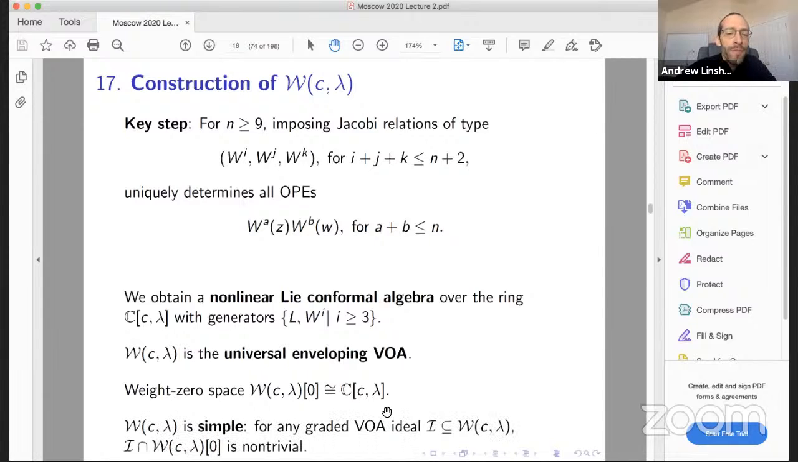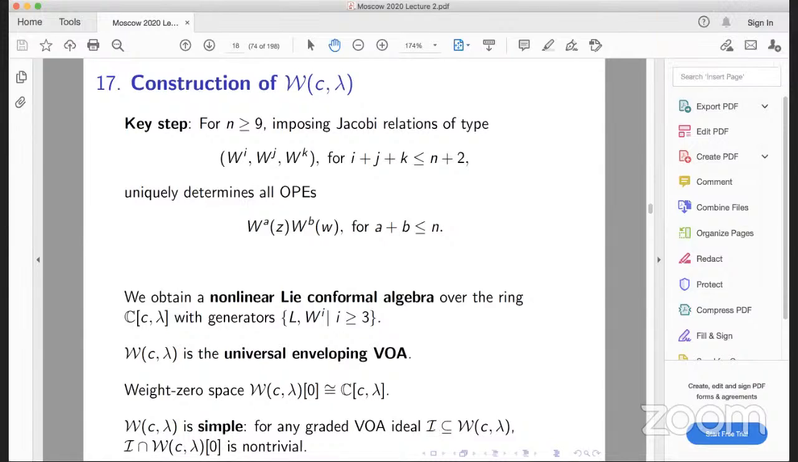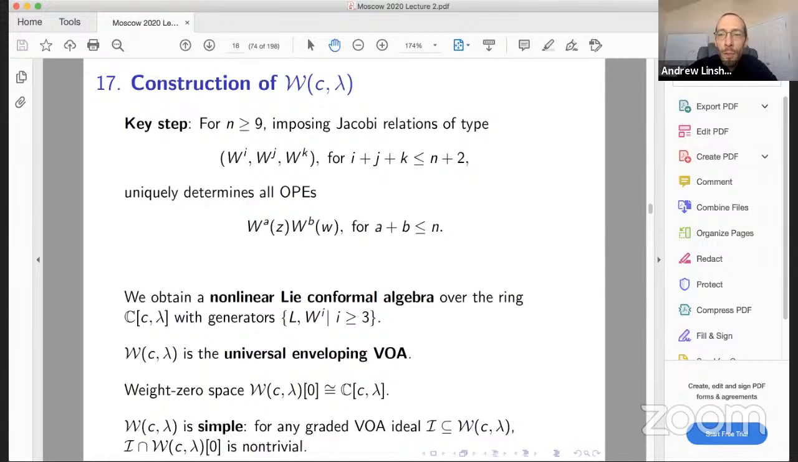And it's also simple in the sense that I mentioned in my first talk. Being simple as a VOA over a ring doesn't mean that it has no non-trivial ideals, but it means that all the non-trivial ideals you can think of as coming from the ring, in the sense that if you take any graded VOA ideal and intersect with the weight 0 piece, then you get something non-zero. So you can alternatively think of this as starting from an ideal in the ring, quotienting out by this ideal, and then taking the maximal VOA ideal, which will then be non-trivial, and then taking the quotient.